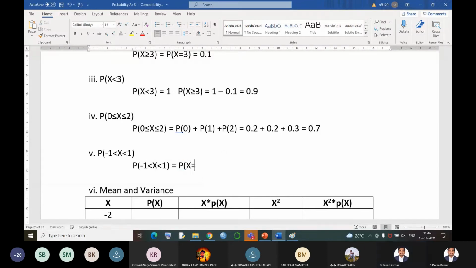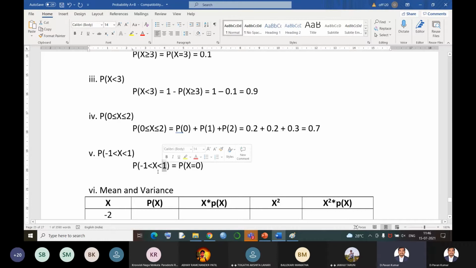That means p of x is equal to 0. We need to start from there, and next the ending point should be the value before +1. Again, because it is less than symbol, I'll stop at 0 itself. That means instead of asking the p of x equal to 0 directly, they have given us -1 less than x less than 1. The value between -1 and 1 is only 0.